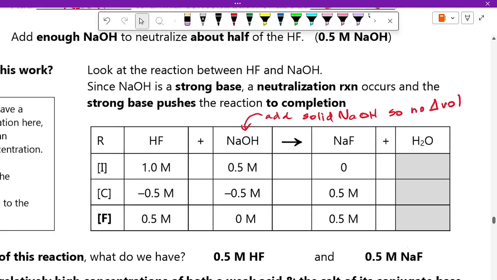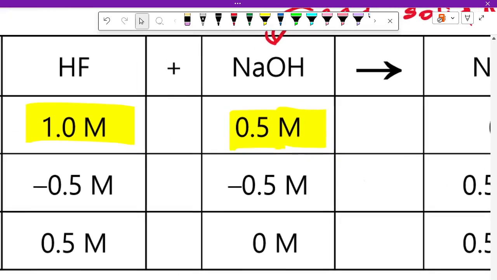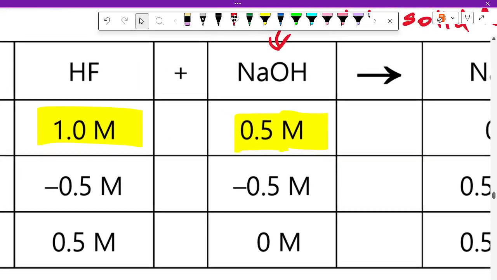Okay, so if we start with 1 molar and we have 0.5 molar of the NaOH, then our limiting reactant is NaOH, because we have less of it. I should have made these moles. Let's make these moles.